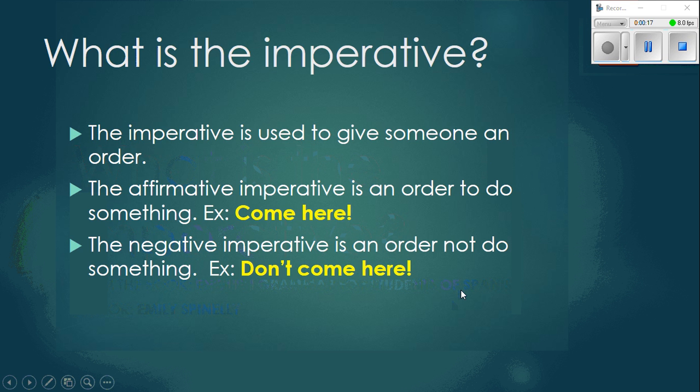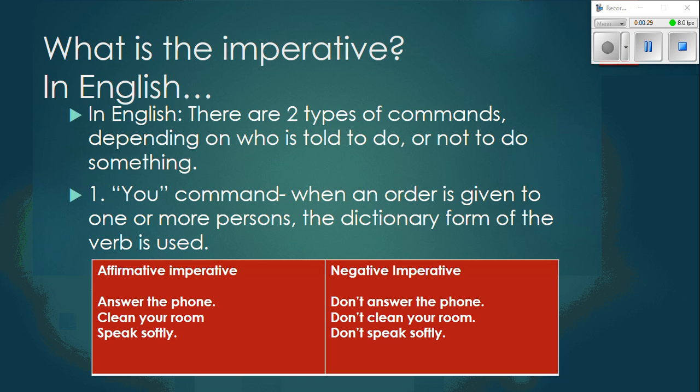The imperative is used to give commands, to give someone an order. The affirmative imperative is an order to do something. The negative imperative is an order not to do something. There are two types of commands depending on who is told to do something or not to do something.